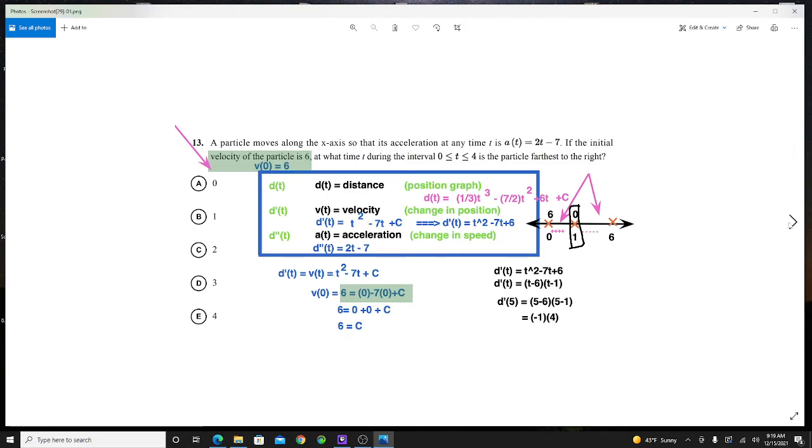But then after time 1, between t equals 1 up to 4, during that entire time, the particle had a negative velocity, meaning it's moving to the left. So since it swings to the right and then at 1 second is moving to the left for the rest of the time interval up to 4, at t equals 1 must be the critical point where it's farthest to the right when being tracked.